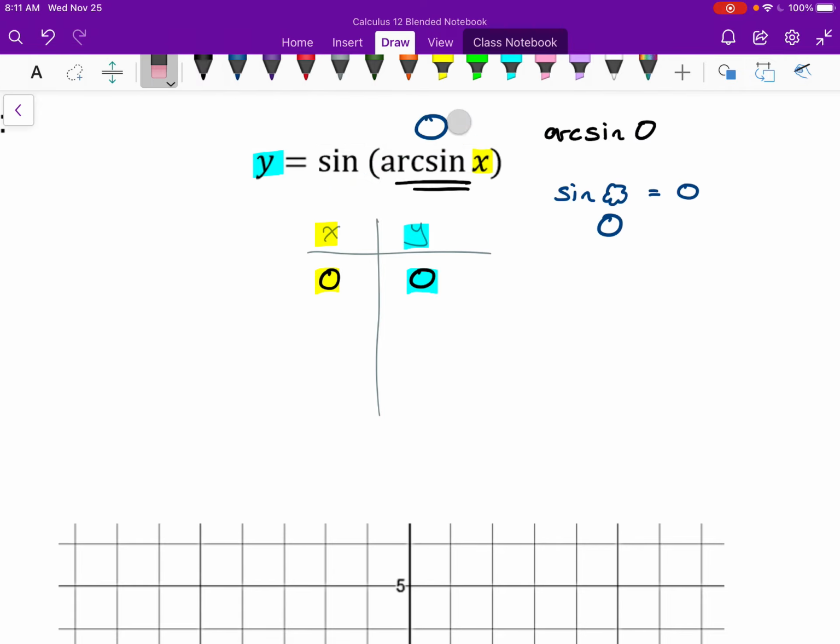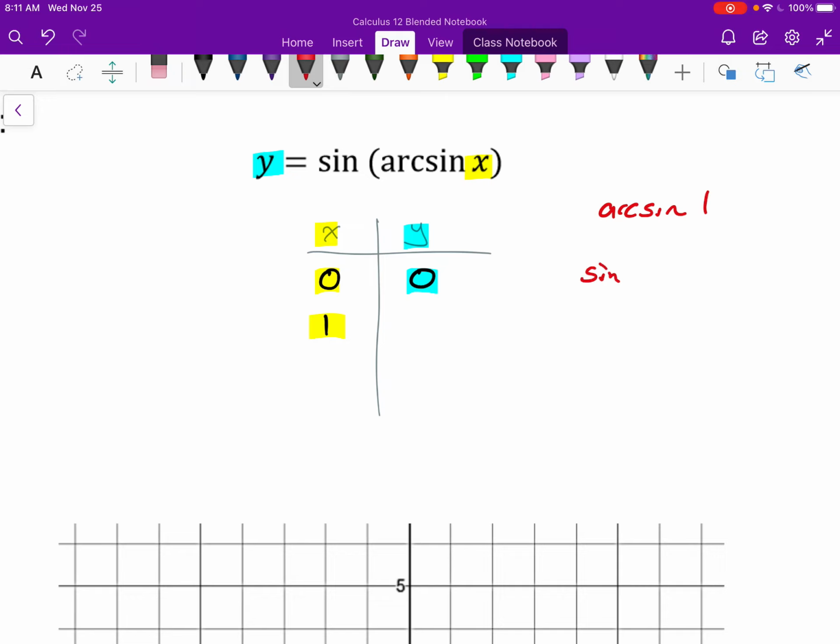Okay, let's pick another number. You may be wondering, why not just pick 1? And if it isn't pleasant, pick a different number. But let's pick 1. I think 1's a pretty pleasant number, which means I put 1 right here. And I have to think about what's the arcsine of 1, which means I have to think about the sine of what equals 1. Well, the sine of pi over 2 equals 1. So the arcsine of 1 equals pi over 2.